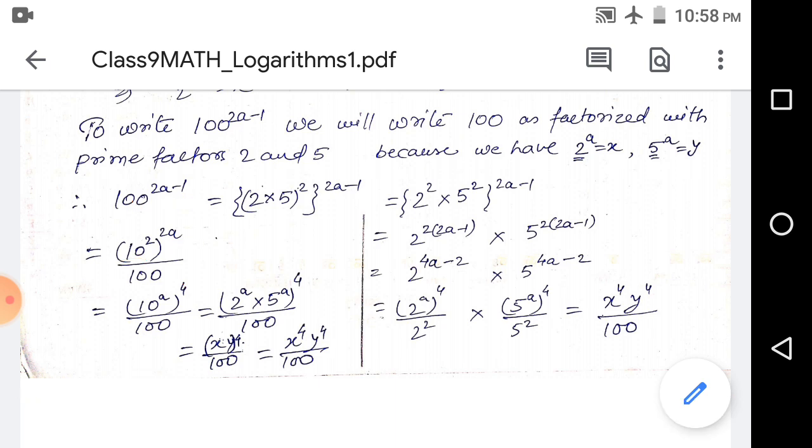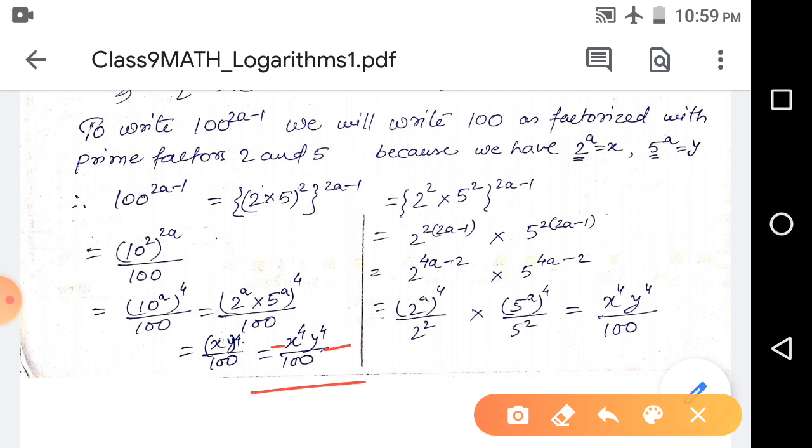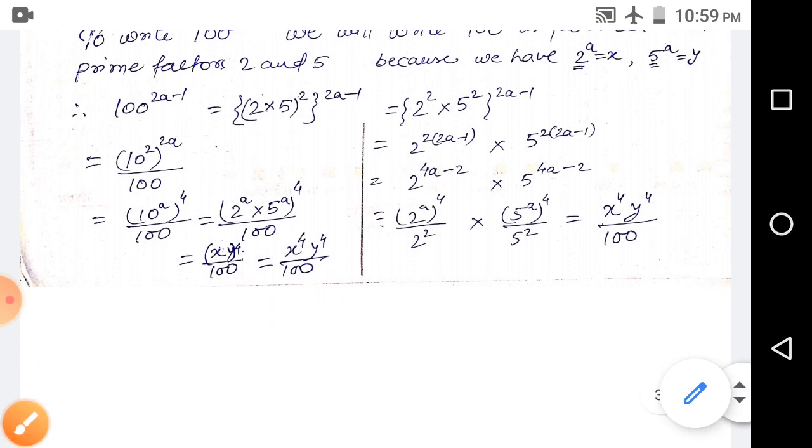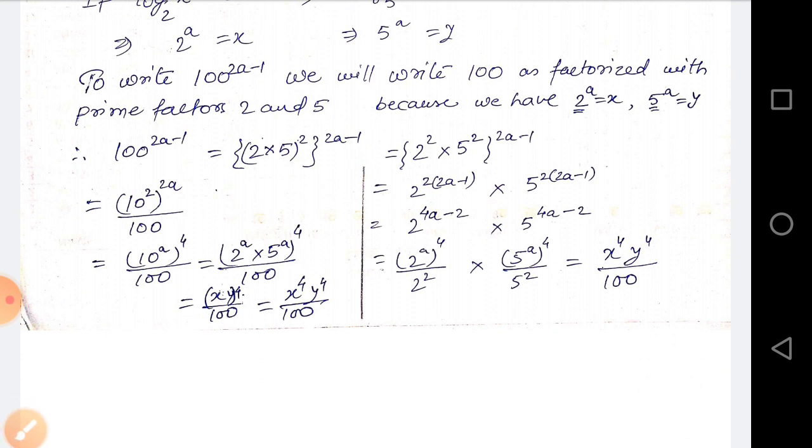Okay. So this 10 square is written here (10 to the power a) whole to the power 4, because powers are multiplied. Now this 10 to the power a is written here 2 to the power a into 5 to the power a. We have gone through the chapter indices, so we will know about this. So this is 2 to the power a and 5 to the power a, and 2 to the power a and 5 to the power a means x and y, x into y. So those are (x into y) to the power 4 by 100. So x to the power 4, y to the power 4 by 100 is the answer. So this is the final answer. See, this is done with the second method also. You can easily understand. So thank you class.